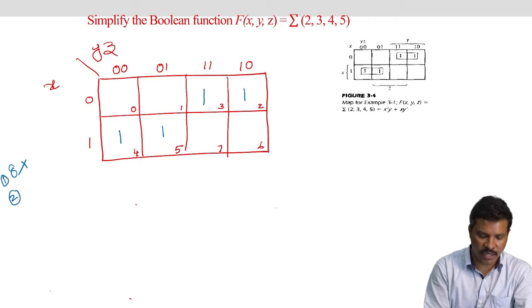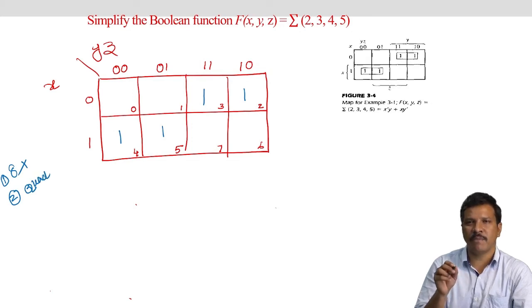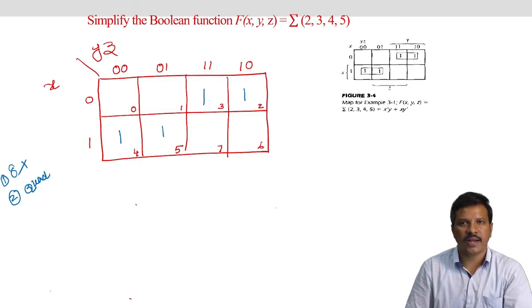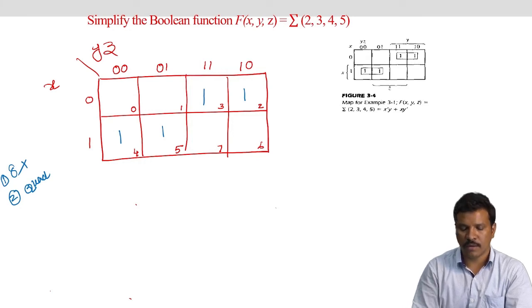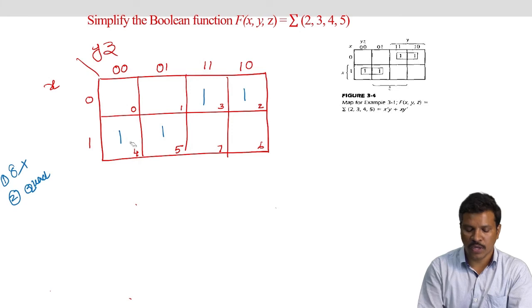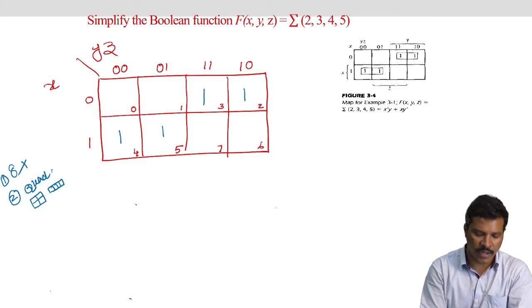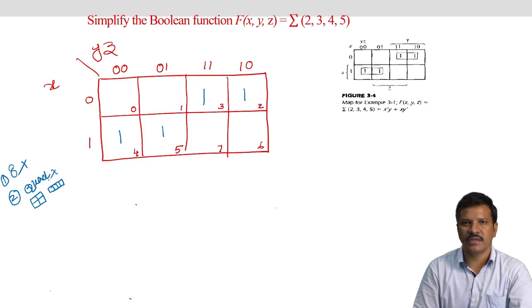The second priority is quad. Is there any group of 4 neighboring ones, like 4 ones connected to one another or grouped in one place? Here it is 1, here it is 1. There are no 4 ones horizontally or square-wise. We can have 2 shapes: one is square, another one is horizontal 4 ones. So there is no quad. So the only possibility is pair. We go with the pair, the third priority.